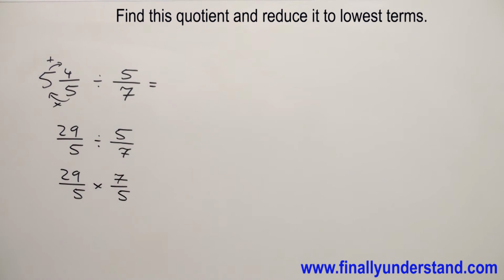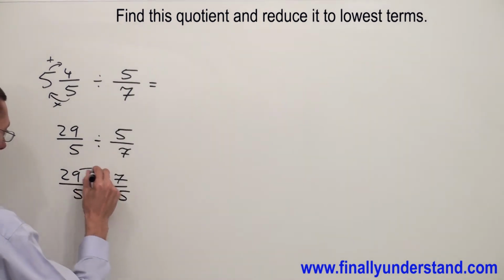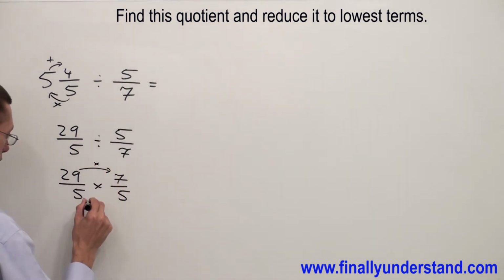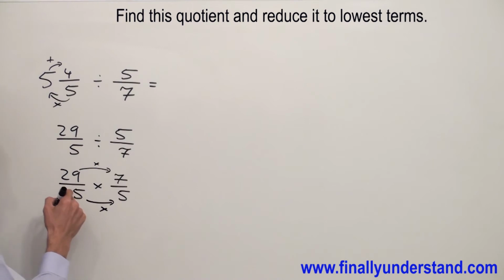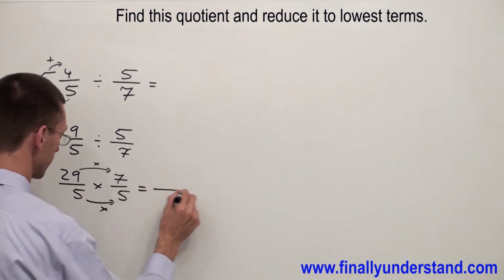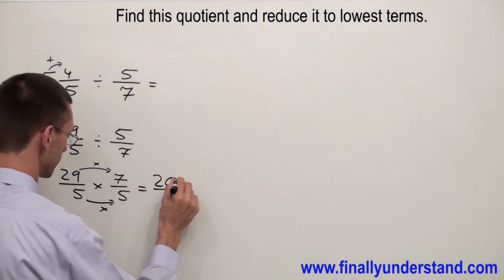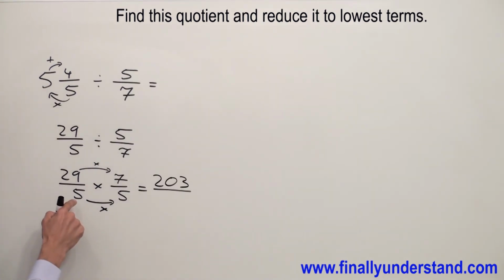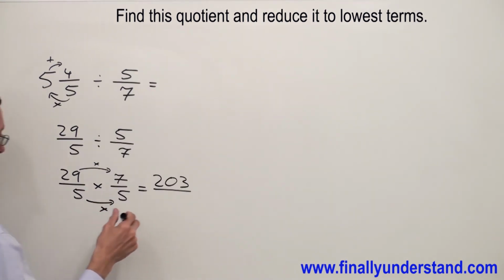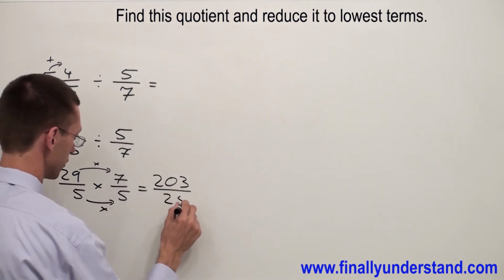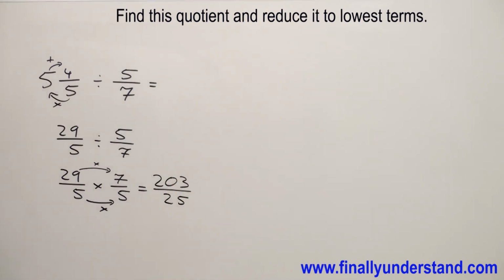Next, check if we can reduce any numerator with any denominator. No, we cannot do that. So we simply multiply numerator by numerator and denominator by denominator. 29 times 7 is 203. 5 times 5 is 25. This is an example of an improper fraction.